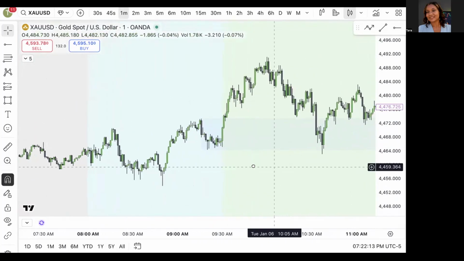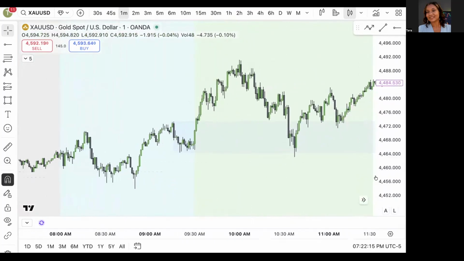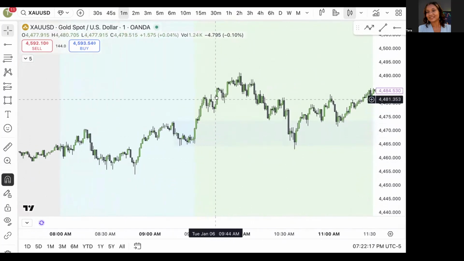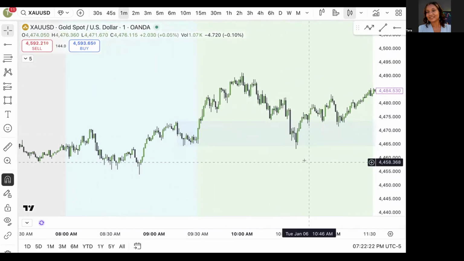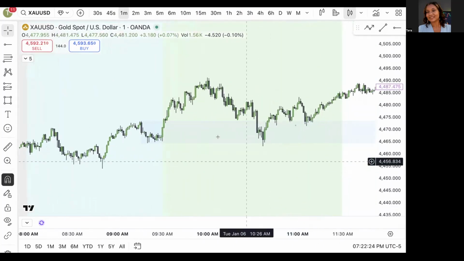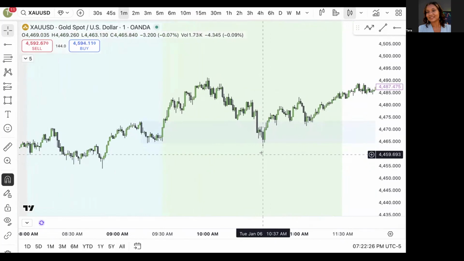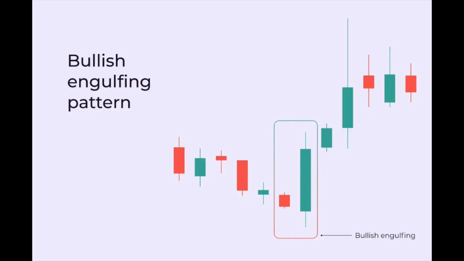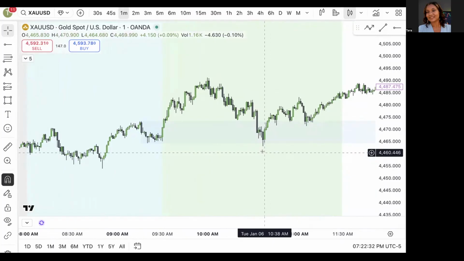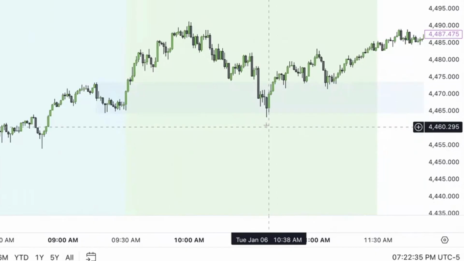Okay, and then we're going to wait to look for a place where price makes a U shape or a V shape and comes back into the zone. And then we've got to wait for our signal. So price comes back into the zone here, and our signal is either a 3-bar reversal or an engulfing candle. And we can see that there is an engulfing candle here at 10:38 a.m.